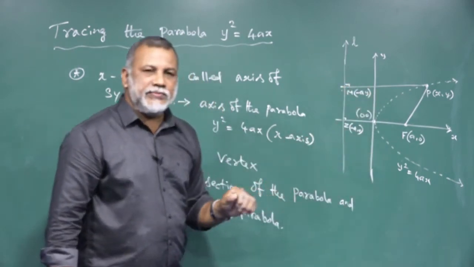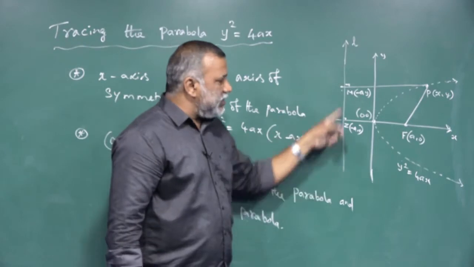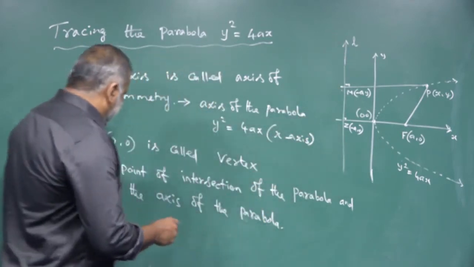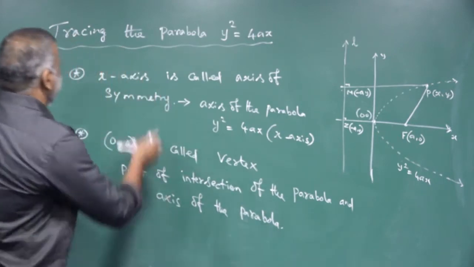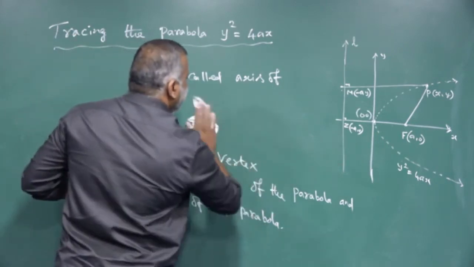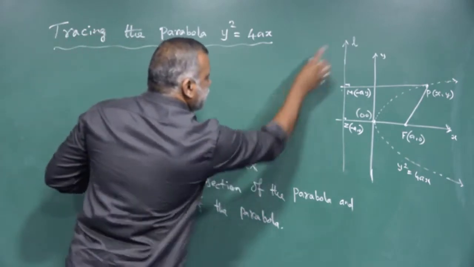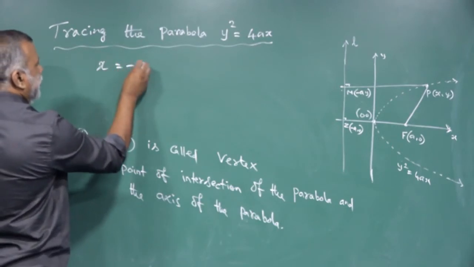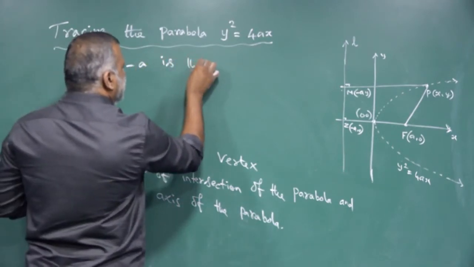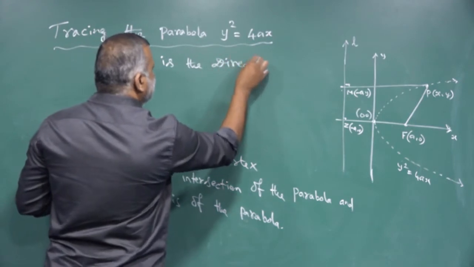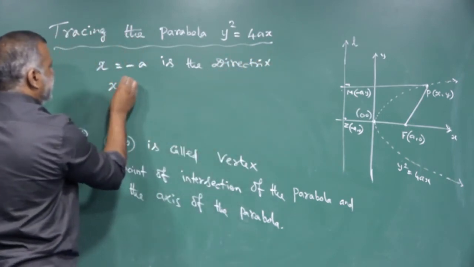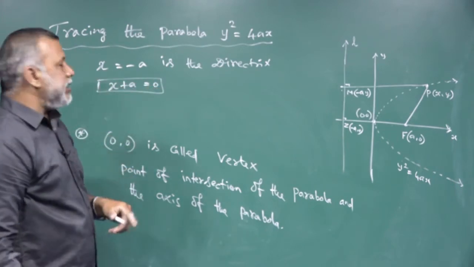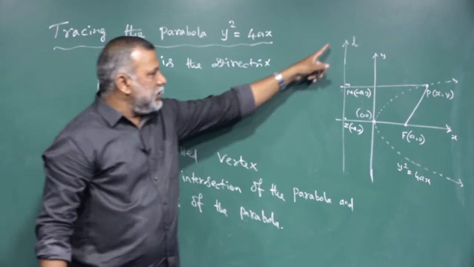These are the explanations. See here, already this is the line. This line is called the directrix. What is the equation of that line? x equal to minus a is the directrix, or we can say x plus a equal to 0. See this line? This is the directrix.